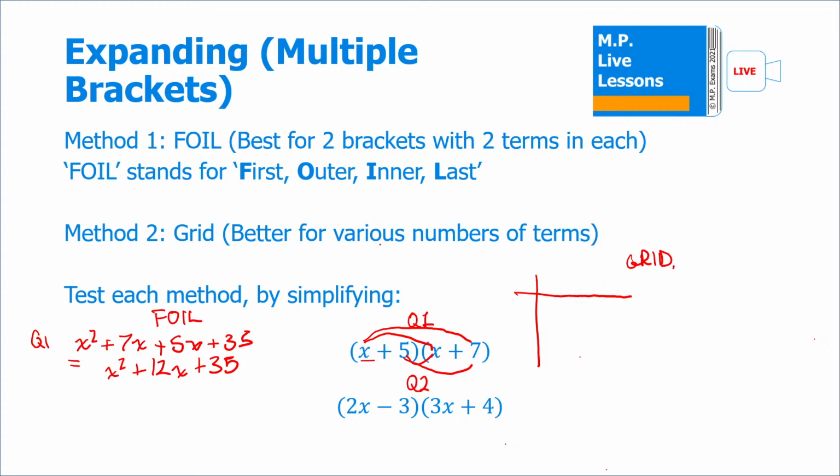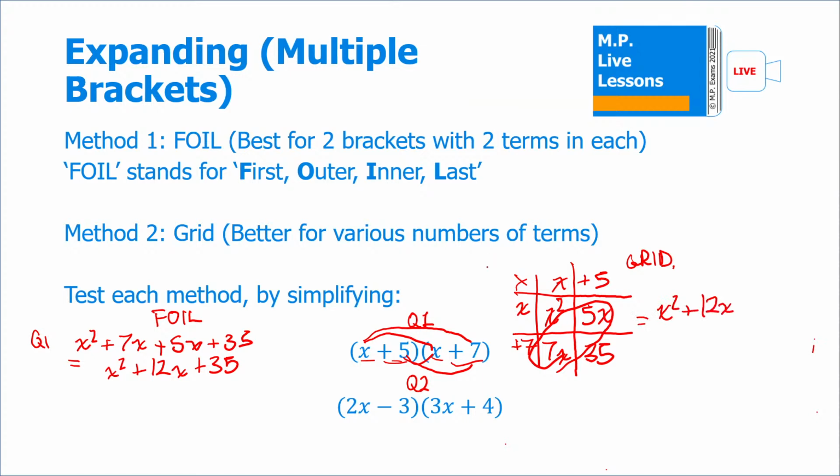And if we try the grid method, what we'll have to do is first draw our grid, obviously, and draw each term out separately. So we have x, then positive 5, and then in the second bracket we've got x, then positive 7. If we multiply each together, like a little grid like this, we get x squared here, x times positive 5, we get 5x, positive 7 times x is 7x, and then positive 7 times positive 5, we get 35. And you can see nicely in this diagonal we can collect these like terms. So in the end you also get x squared plus 12x plus 35.